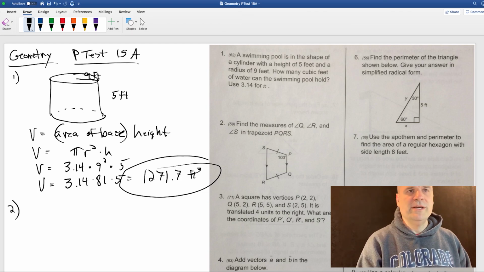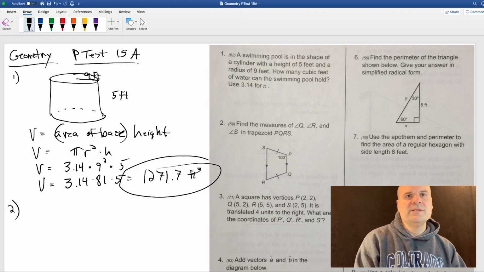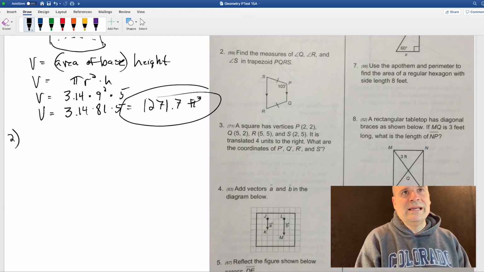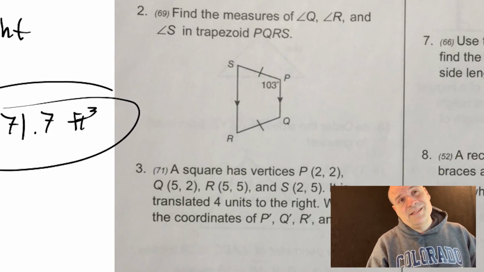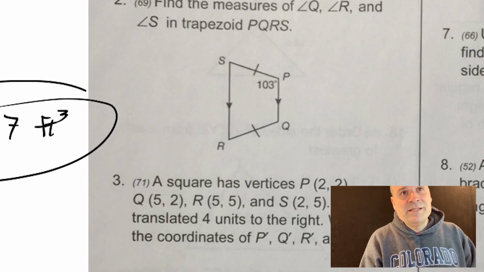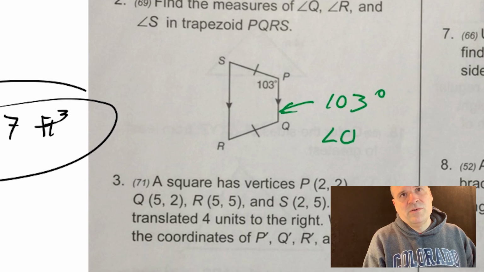Si hablo español. Number two, find the measures of Q, R, and S in PQRS. If this is an isosceles trapezoid, then this is also going to be 103 degrees. So the measure of angle Q equals 103.